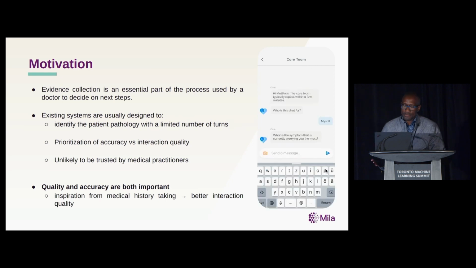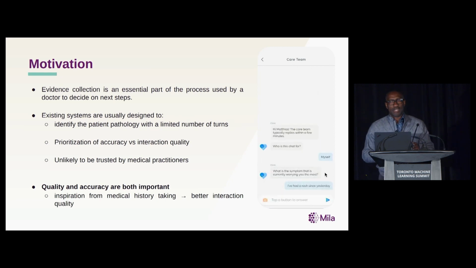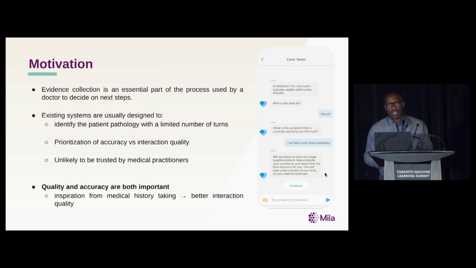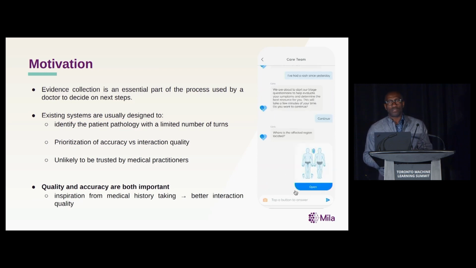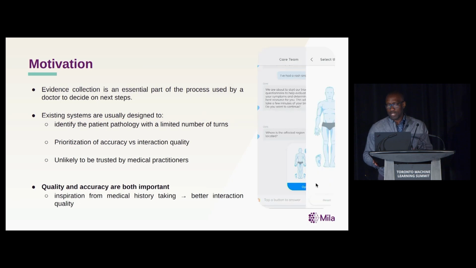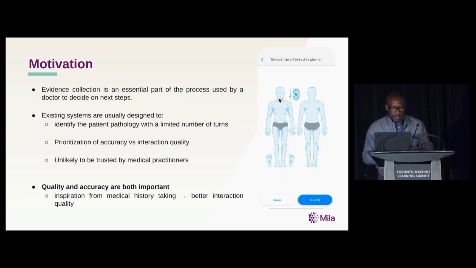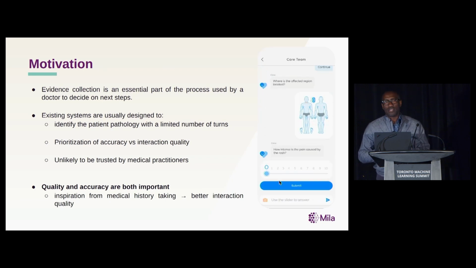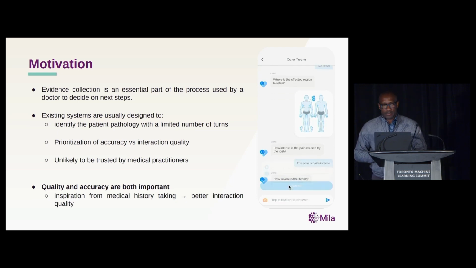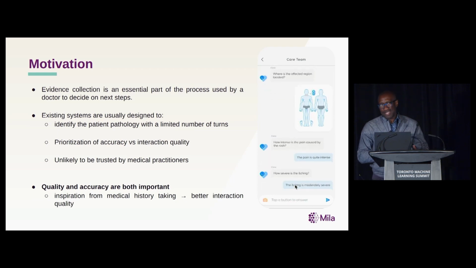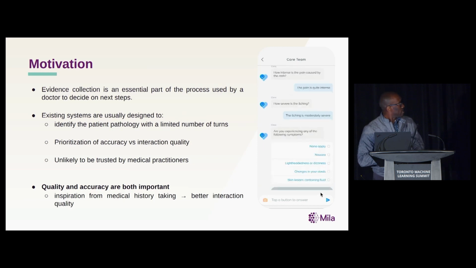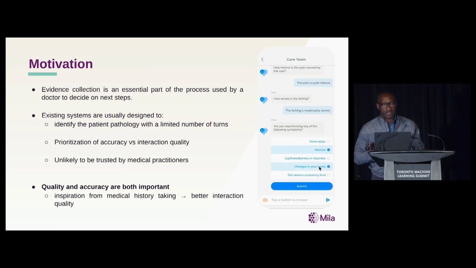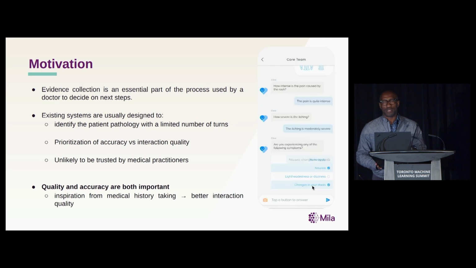As we can see, the interaction with the patient is really the crucial part in the whole process, as is the case with a human doctor. The problem is that existing systems are usually designed to identify the pathology the patient may be suffering from using a limited number of turns. Thus, by design, they are prioritizing accuracy over interaction quality.